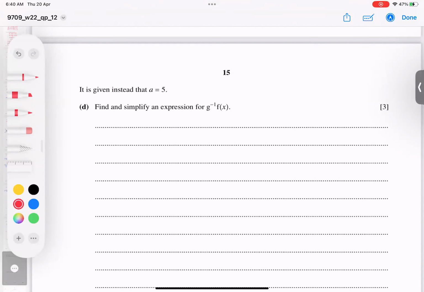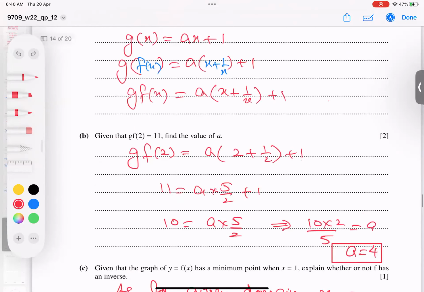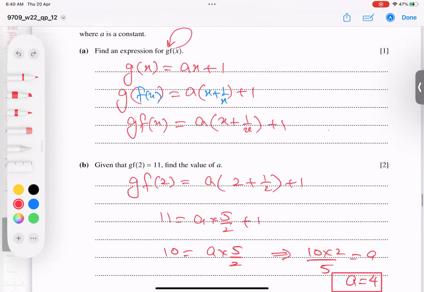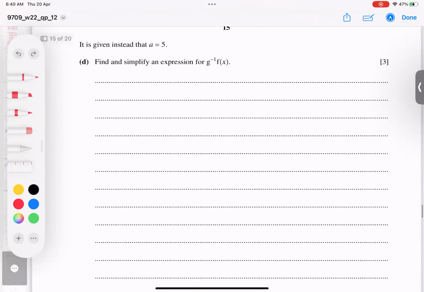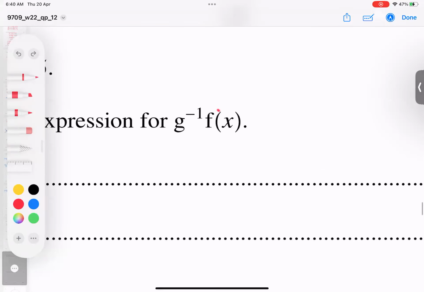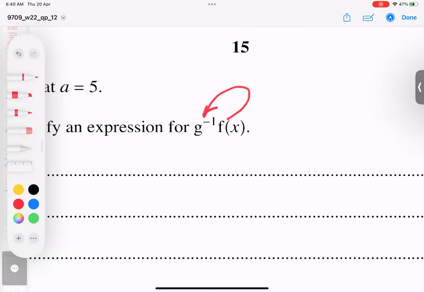Now you say that if the value of a is not that one, the value of a is 5. Instead, a value is 5. Where a is 5, I can plug in 5 here. So if a becomes 5, then what happens? Find and simplify the expression of the inverse of this one. So first of all, the expression. So how to find it? Put function of f in g inverse.